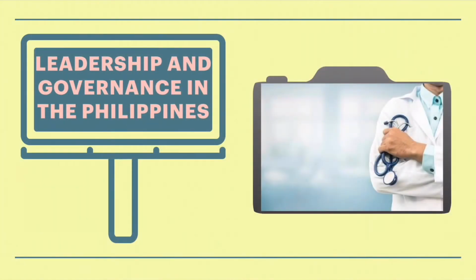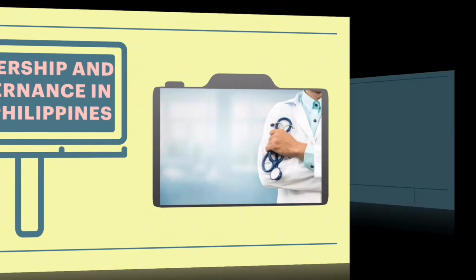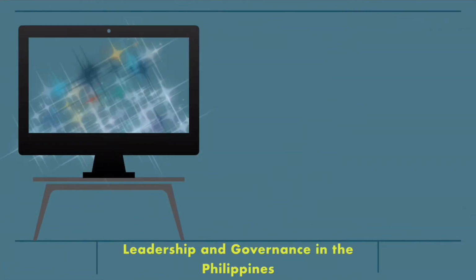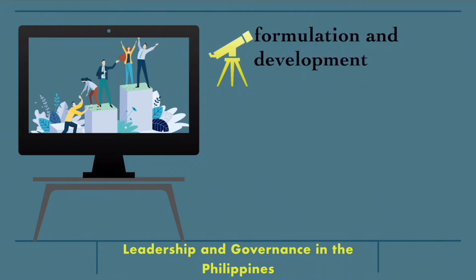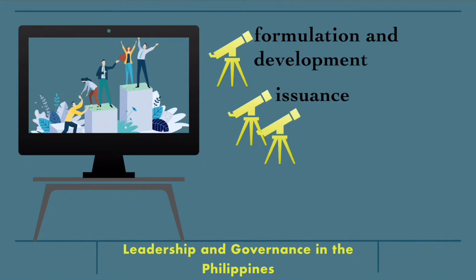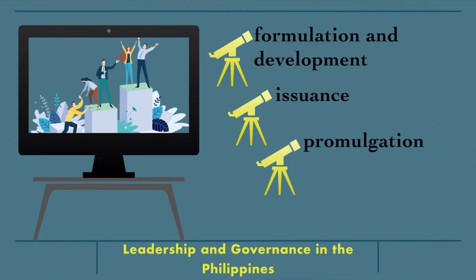Leadership and governance in the Philippines. The Department of Health, or DOH, is the lead agency for Philippine healthcare. According to its mandate, Executive Order No. 119, Section 3, the DOH is responsible for the formulation and development of national policies, guidelines, standards, and manual of operations for health services and programs, issuance of rules and regulations, licenses, and accreditations, promulgation of national health standards, goals, priorities, and indicators, development of special health programs and projects, and advocacy for legislation on health policies and programs.